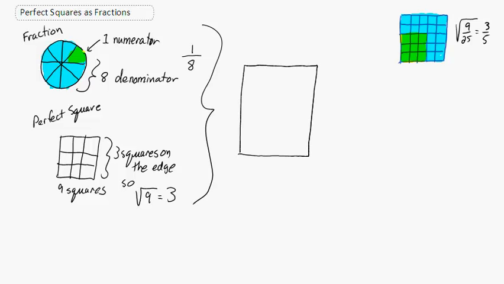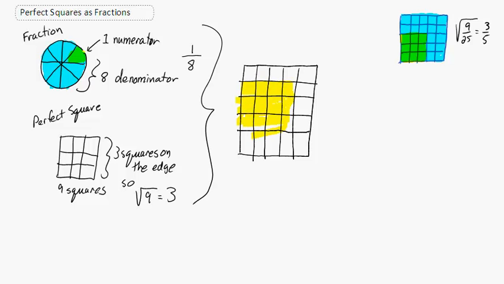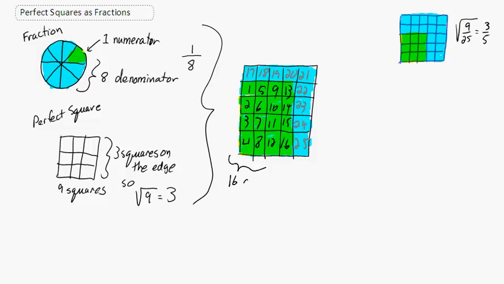Here's a square coming up, and I'm going to put 1, 2, 3, 4. It'll be 5 columns and 5 rows as well. So I'll color in 4 by 4, 16 out of the total 25 tiles. 16 out of 25. There is my fraction. There are 16 squares out of 25 squares.